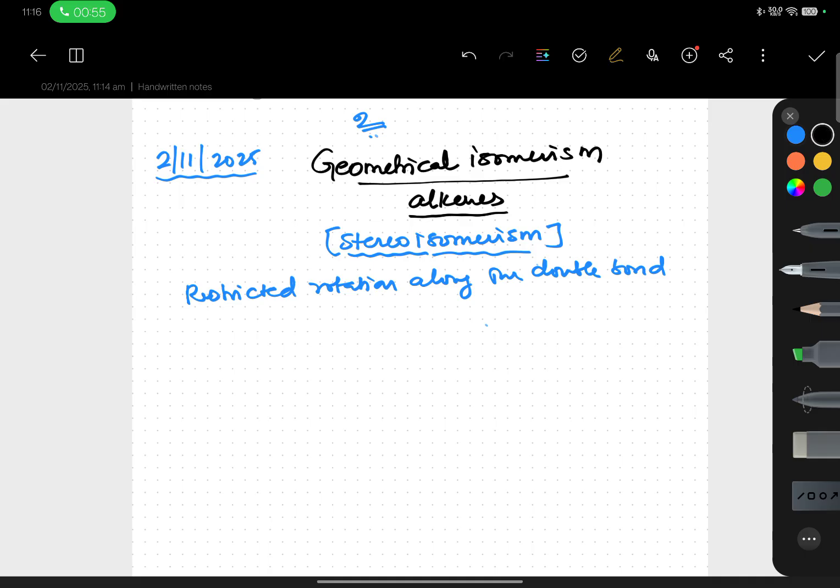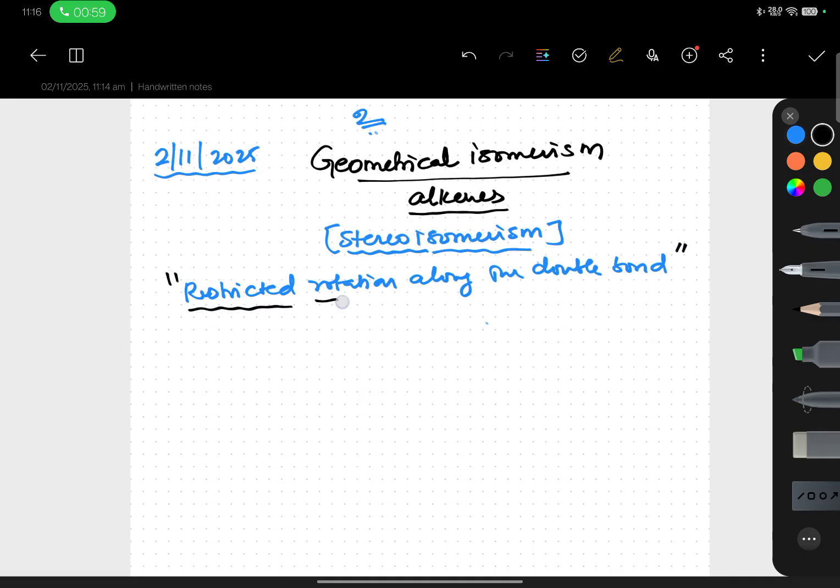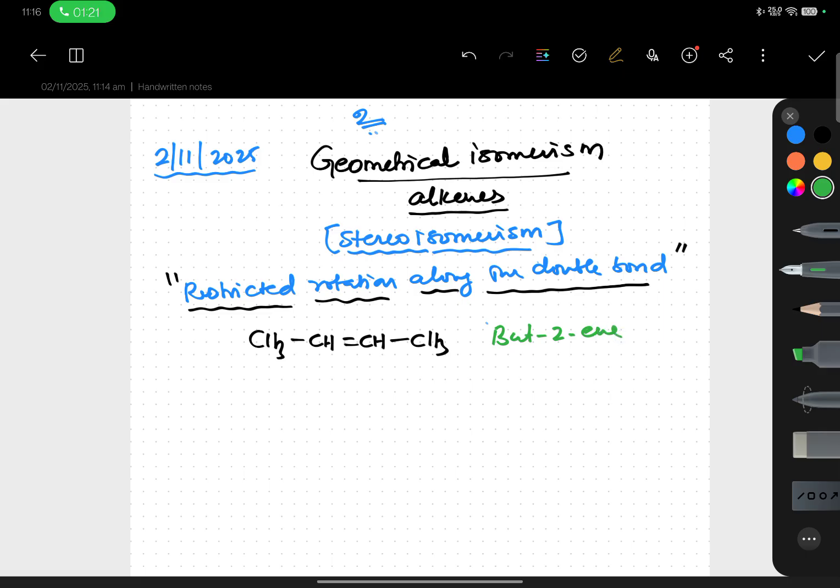Okay, so the rotation will be restricted. If it is not restricted, it is conformational isomerism. If it has a restricted rotation along the double bond, it is called geometrical isomerism. So let me take an example. What is the name of this molecule? CH3, CH double bond CH, CH3. What is the name of this molecule? Butene.